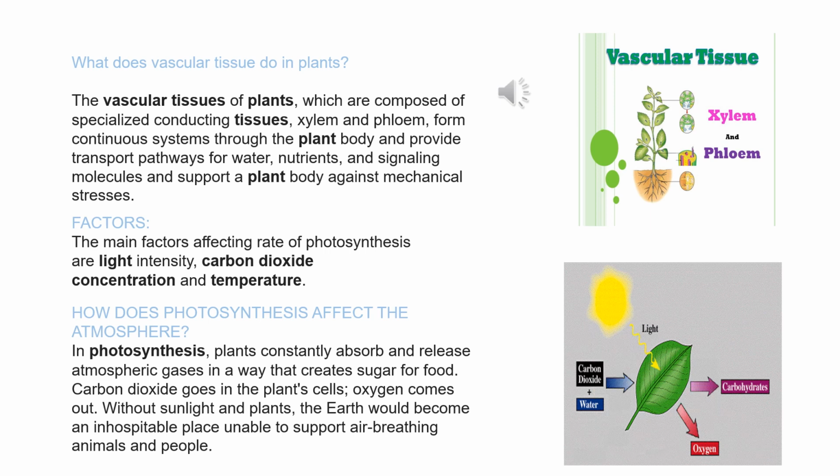Now, factors which affect photosynthesis. The main factors affecting the rate of photosynthesis are light intensity, carbon dioxide concentration and temperature, and to some extent water is also there. Temperature: there is a certain temperature, that is 25 to 35 degrees Celsius. At that temperature only, photosynthesis occurs.